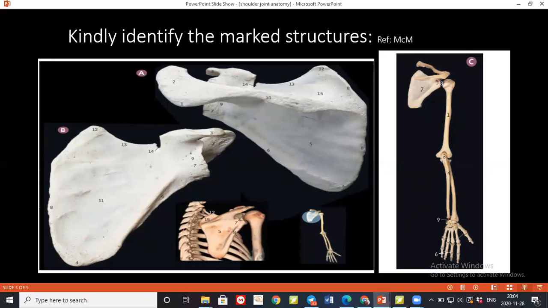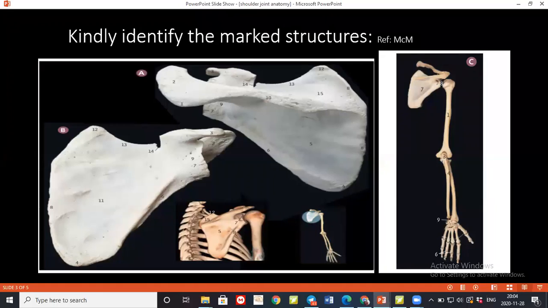Very good. If you can identify 15 here in picture A. Ma'am, it's supraspinous fossa. Yes, ma'am, it's supraspinous. What is found here in supraspinous fossa? Ma'am, the origin of the supraspinous muscle, ma'am.